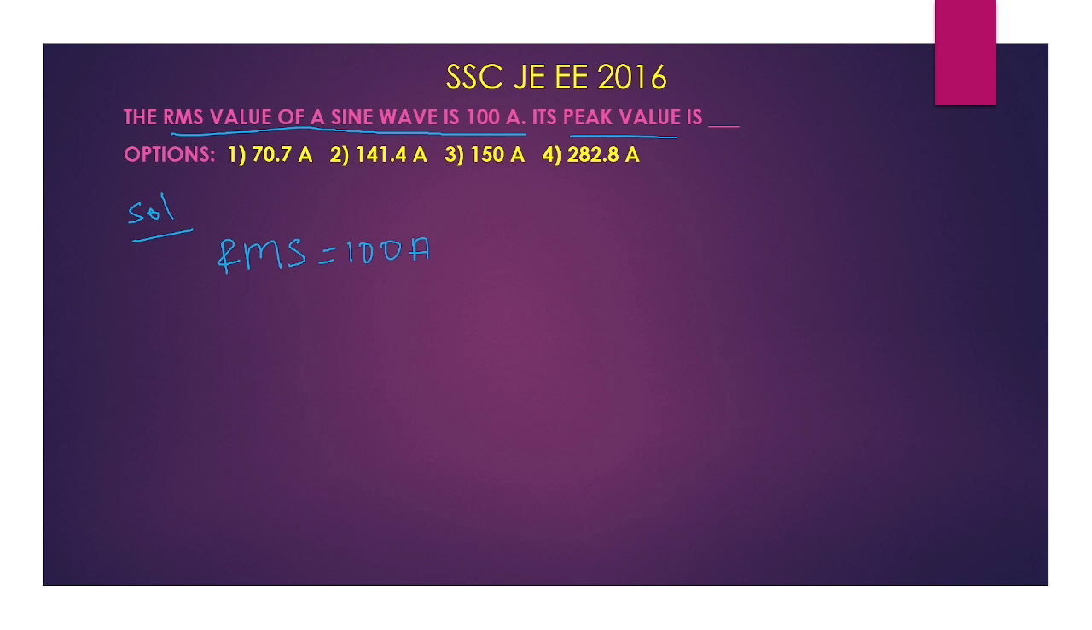Since it is a direct question, we have the formula for the peak value: peak value is equal to 1.41 into RMS. This is the formula for identifying the peak value. Peak value is also called the maximum value; both are the same. 1.41 is nothing but the crest factor of AC.